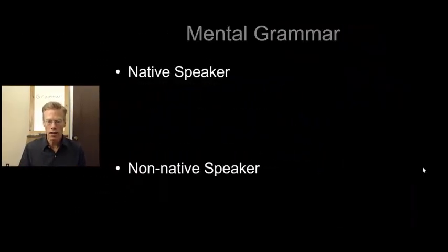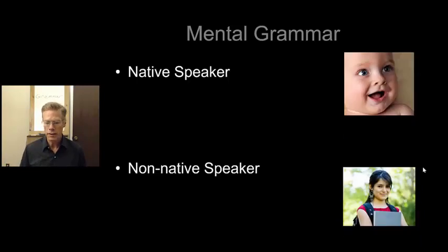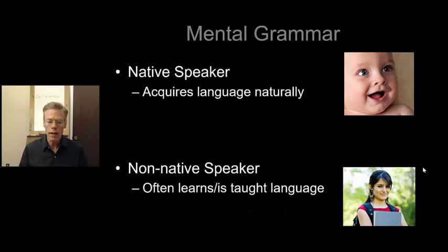I want to talk first about mental grammar, and there's a distinction that we usually make here. There are native speakers and non-native speakers. Now, both types of speakers will have a mental grammar for every language that they speak. So if you grew up speaking English, you are a native speaker of English. It means that you acquired the language naturally, generally from birth, versus being a non-native speaker, generally learning it in school, for example, meaning that you are taught the language instead of simply acquiring it.